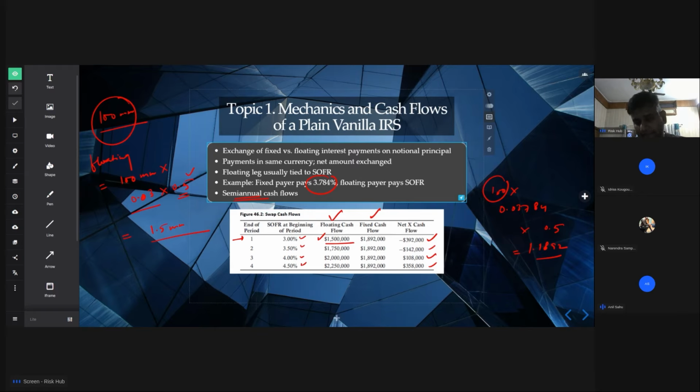Does that make sense? In this case, we are calculating from the floating perspective. We are saying floating cash flow was this much, fixed was this, so we are a fixed payer, paying fixed and receiving floating. That's why it's floating minus fixed. If it's the other way around, it would be fixed minus floating. Whatever you are receiving will be positive, and whatever you are paying will be negative, right?